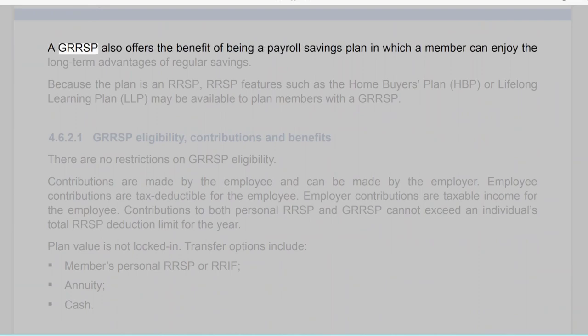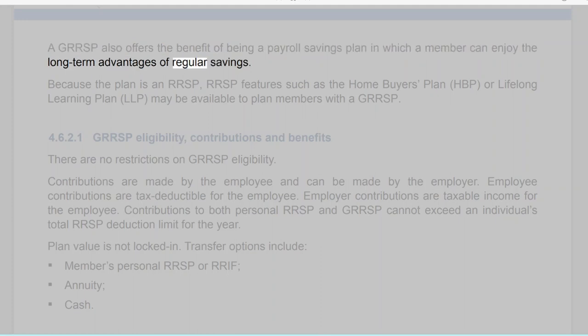A GRRSP also offers the benefit of being a payroll savings plan in which a member can enjoy the long-term advantages of regular savings. Because the plan is an RRSP, RRSP features such as the Home Buyers Plan, HBP, or Lifelong Learning Plan, LLP, may be available to plan members with a GRRSP.